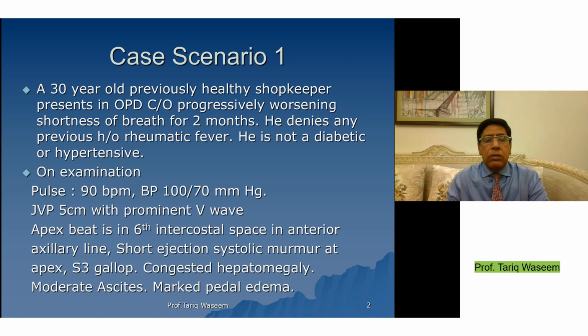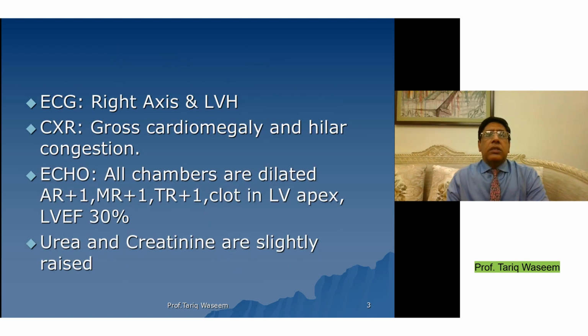There was also a third sound gallop auscultated, and palpation of the liver suggested a congested, tender liver. There was some moderate ascites on abdominal examination, and pedal edema was quite marked. His ECG showed a right axis. There was evidence of left ventricular hypertrophy. On chest X-ray, there was gross cardiomegaly, and there was quite marked hilar congestion.